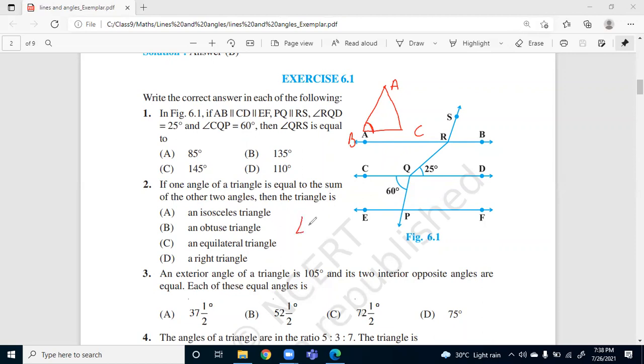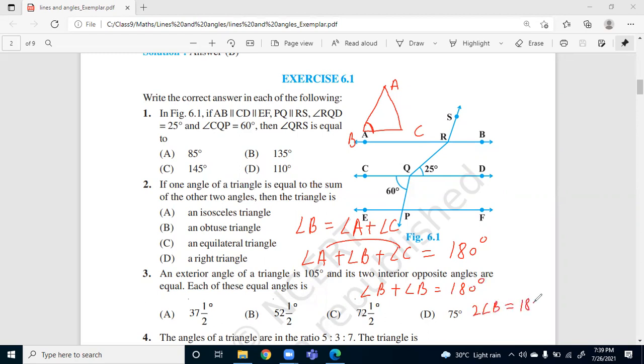So what is given? Let's say B is equal to the sum of the other two angles. This is the question. So if B is equal to A plus C, then the triangle is... So we know that the sum of all three angles should be 180. This we know. So if in place of A plus C, I put B, then B plus B is 180 degrees, or I can say 2B is 180 degrees, or I can say angle B is equal to 90 degrees.